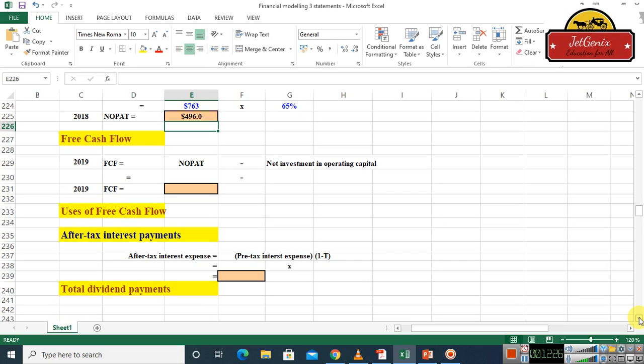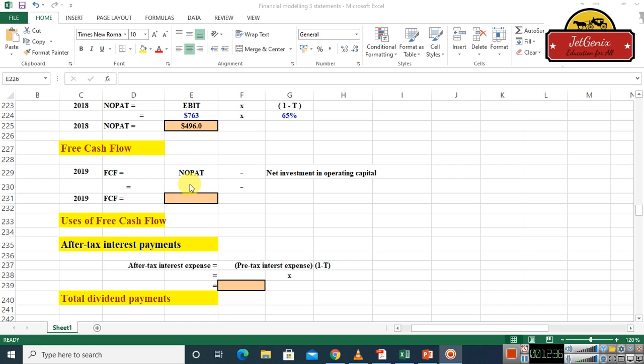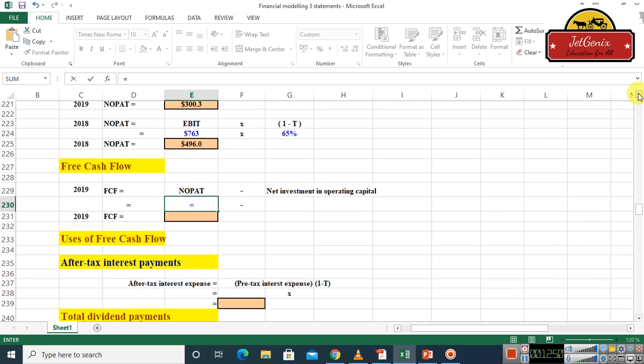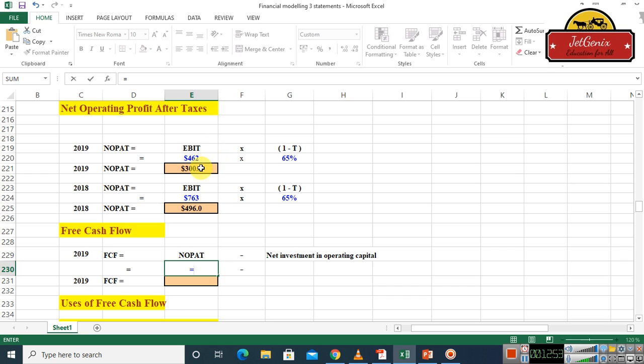Now how are we going to calculate the free cash flow? Let's calculate it for 2019. We can calculate it by just net operating profit after tax minus net investment in operating capital. So here just select the net operating profit after tax for 2019, which we have just calculated here. Select this one, and we will minus the net investment in operating capital.